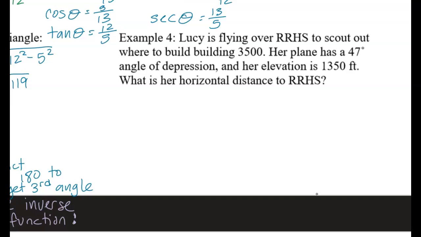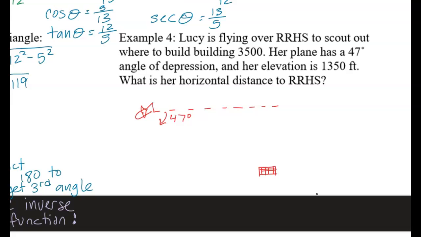So she's flying. I'm going to draw a little plane. I don't know why, but I am awful at drawing planes. They always look like goldfish. But that's my plane. And she's trying to figure out where to build this building. It says that her plane has an angle of depression of 47 degrees, meaning from a line horizontal or parallel with the horizon going downward is 47 degrees.